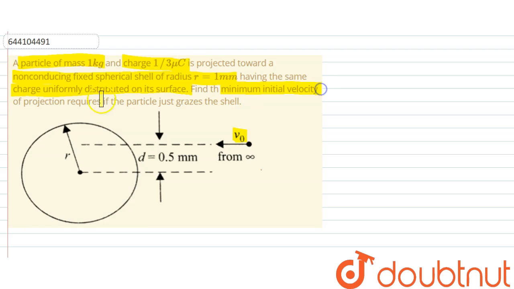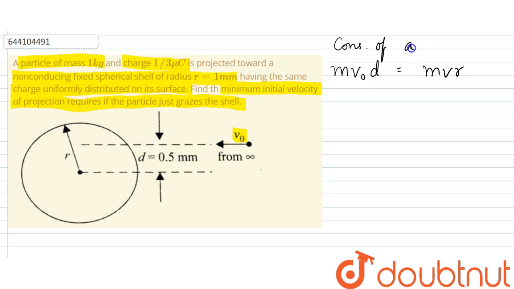Find the minimum initial velocity of projection required if the particle just grazes the shell. It just passes the shell. So what is the minimum initial velocity? Applying the conservation principle of angular momentum, we can write m v naught d, where d is the distance, equal to m v r. The angular momentum would be conserved.